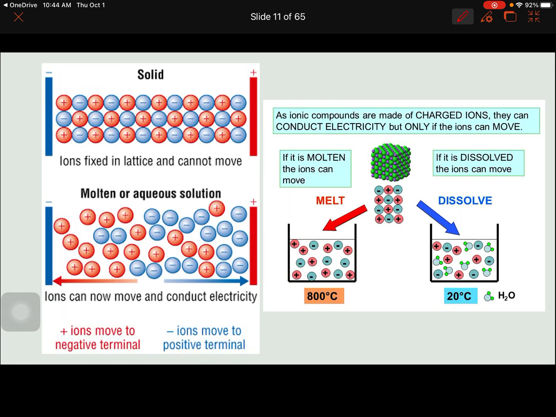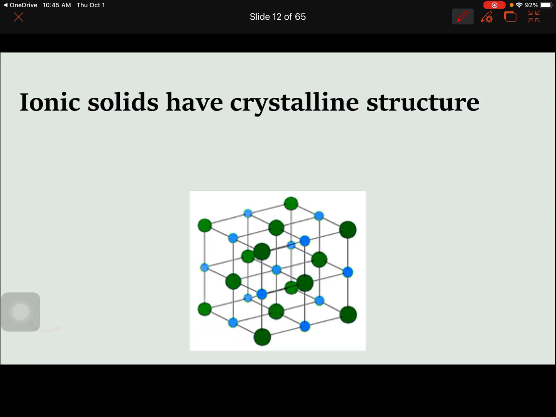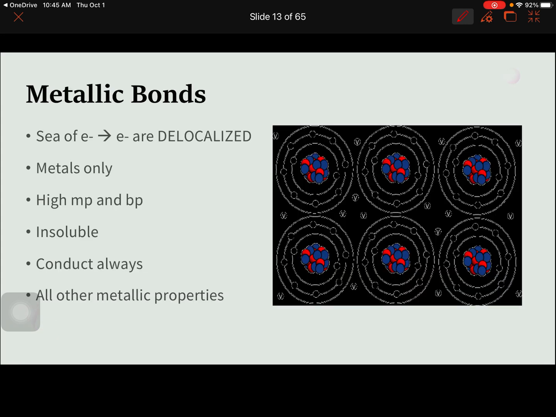These diagrams just show you why it would not dissolve as a solid, but it can dissolve when it's molten, melted, or dissolved in water. Both of those show the same thing. They have crystalline structures. If you take advanced level chemistry courses in college, you'd have to learn the different shapes of the crystals and things. You do not need to know that for this class.